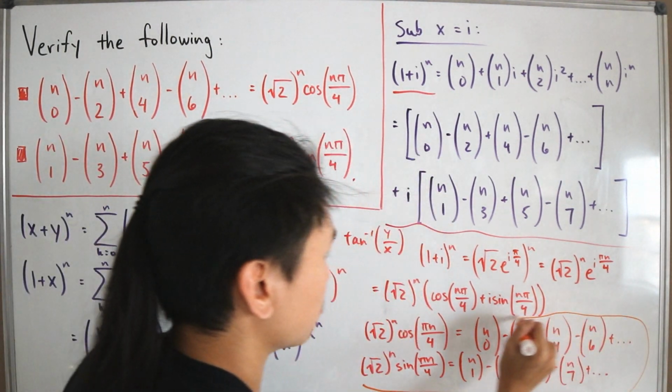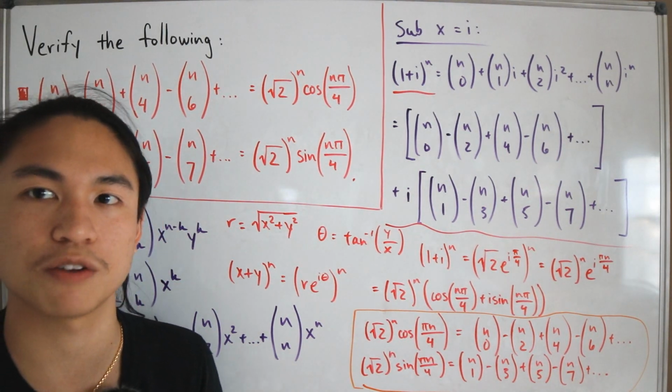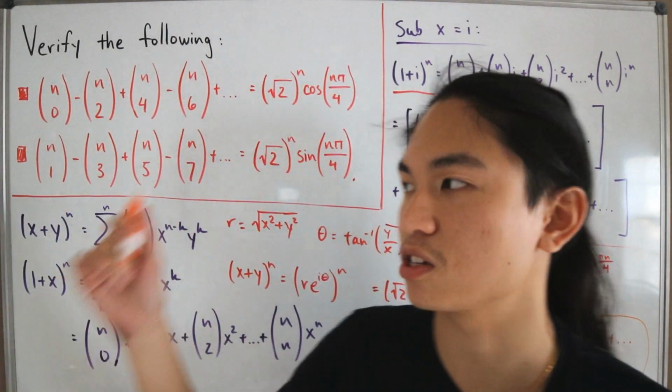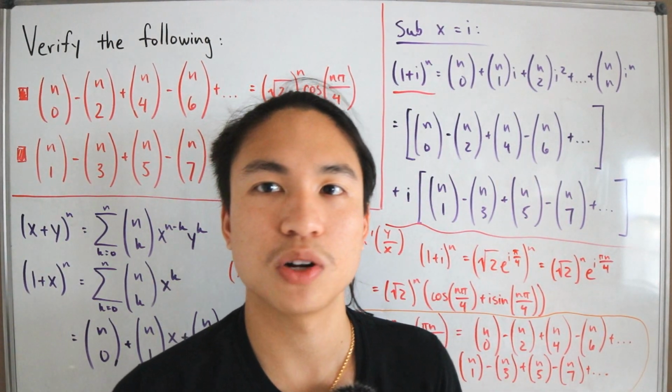And so there we have it, as simple as it is, with the nice relationship between the binomial coefficients with complex numbers and of course the trig functions associated with that together. So yeah, that's pretty cool if you ask me.